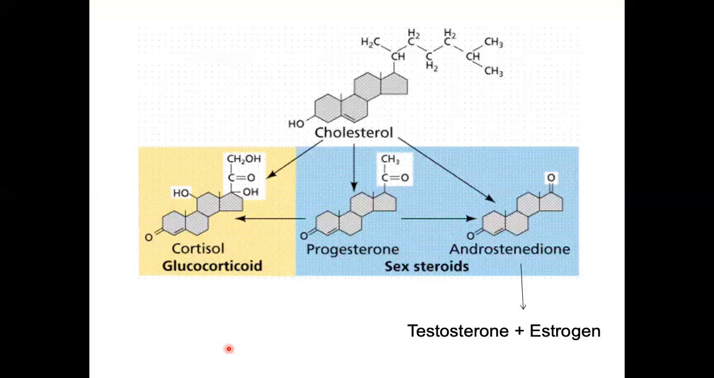Here's a picture of cholesterol. It's a four fused ring component with a hydrocarbon chain, and you can use it to make progesterone, androstenedione, which ultimately becomes testosterone and estrogen. So you use cholesterol to make your steroids. Steroid is a category, and that could be steroid hormones a lot of the time.